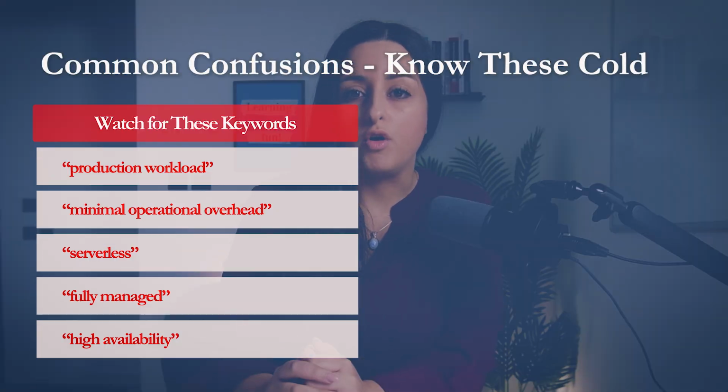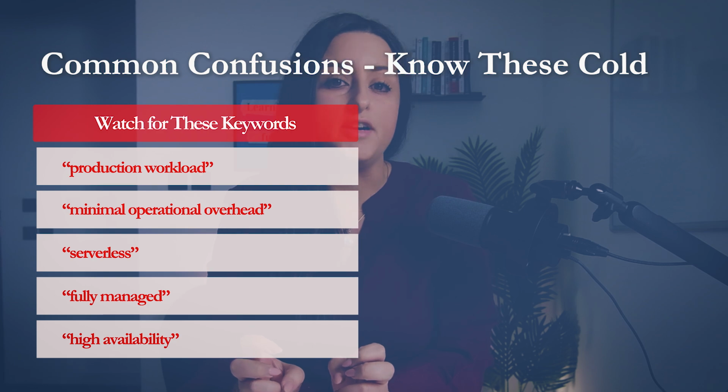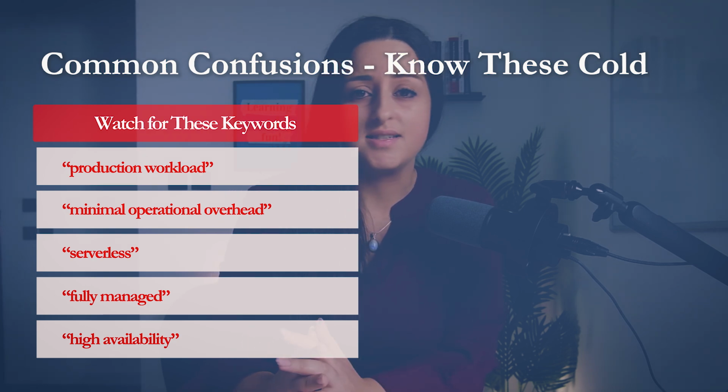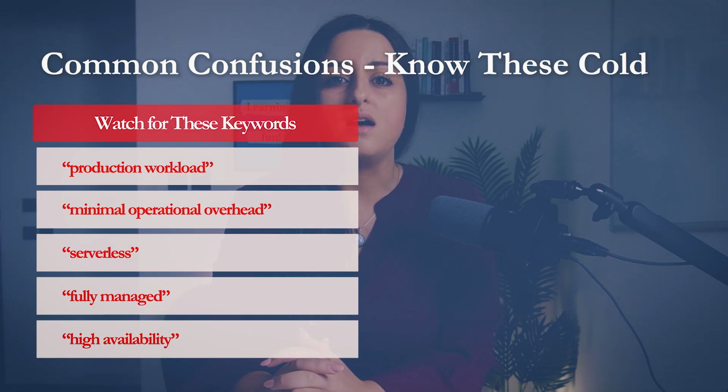Trap 3, ignoring keywords. Watch for words like production workload, minimal operational overhead, serverless, fully managed, and high availability. These words usually signal the correct service type.